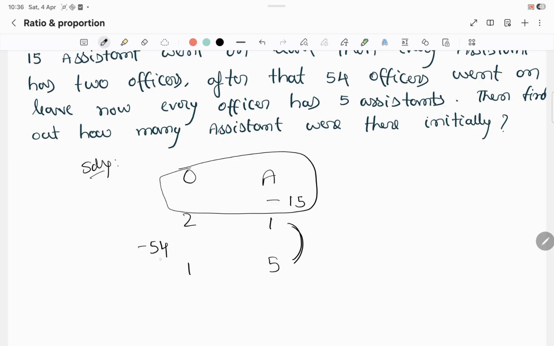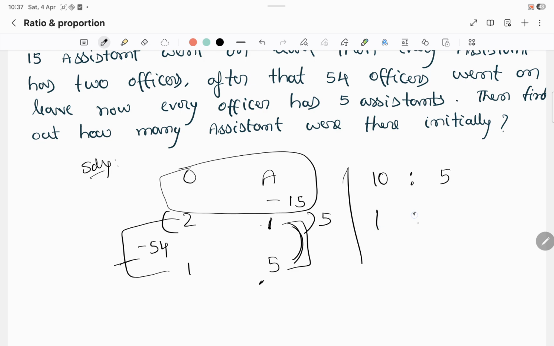Okay, my 54 officers went, there should be change in only officer part. But why assistant part got reduced or increased? There should not be change. If it is 1 here, also it should be 1 here. Or if it is 5, this also should be 5. So take the LCM and make them. So LCM is 5. Multiply this ratio by 5. It becomes 10 is to 5. And the second ratio 1 is to 5. Now it is reduced by 9 units. That 9 units, in the question they are saying that 54 officers.